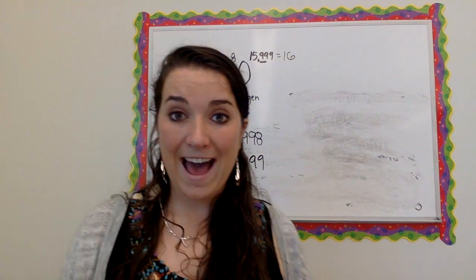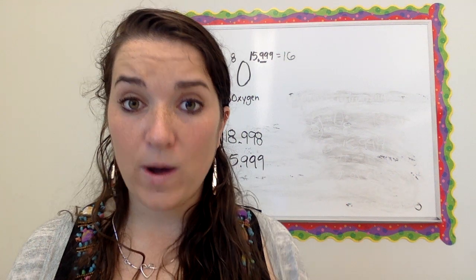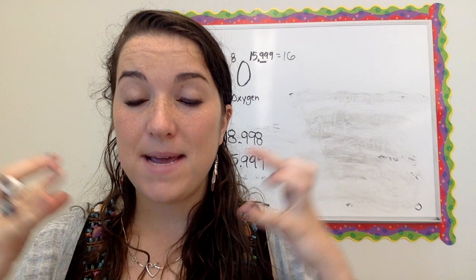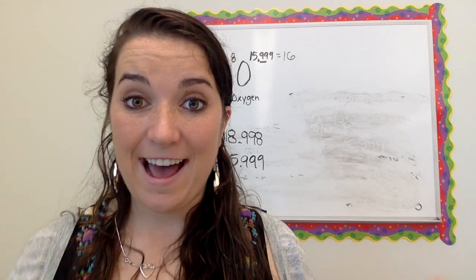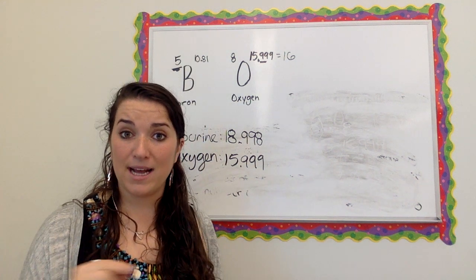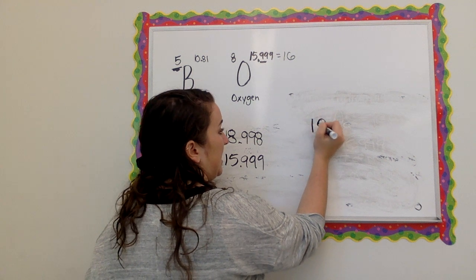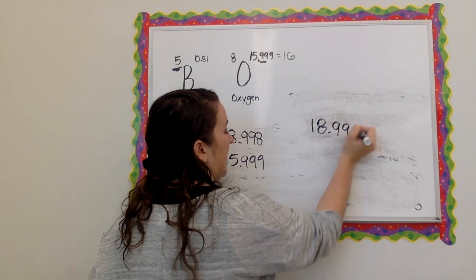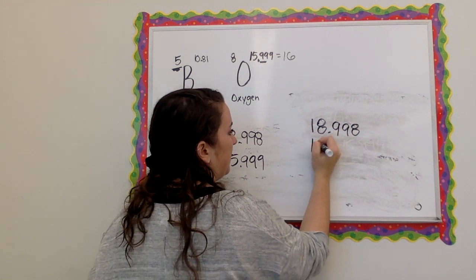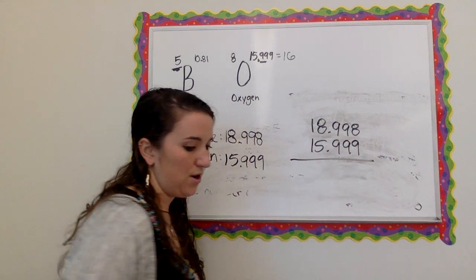So when I add, the number one question, as I said, do you line up your decimals when finding the sum? Sum means addition. So when I add, I need to line up my decimal. Not when I multiply, not when I divide. When I add, I line up my decimal. So 18.998 plus 15.999. You guys know how to add.